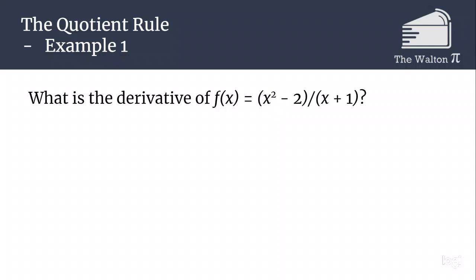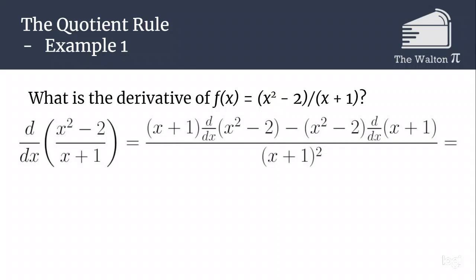So let's use the quotient rule to find the derivative of f of x equals x squared minus 2 all over x plus 1. So let's write it as a fraction, and then the quotient rule tells us it's going to be low d high minus high d low all over low low. So we have low d high, x plus 1 times the derivative of x squared minus 2. That's low d high minus high d low. X squared minus 2, that's high, d low, derivative of x plus 1. All over low low, all over the x plus 1 squared.